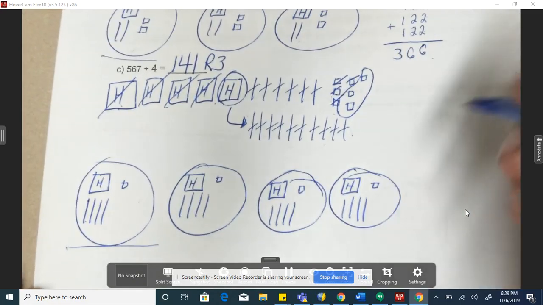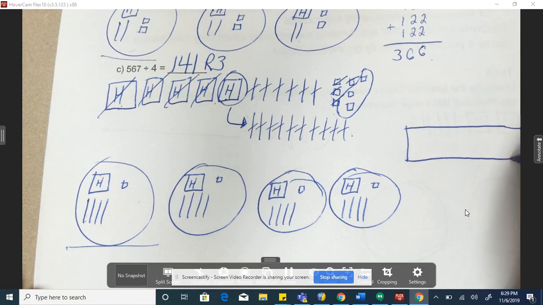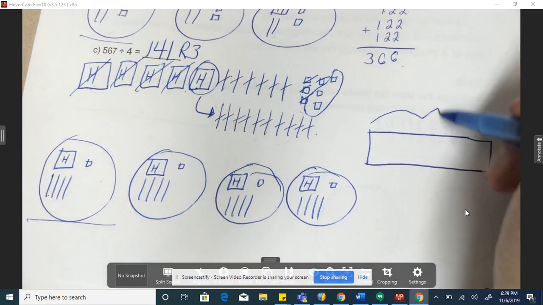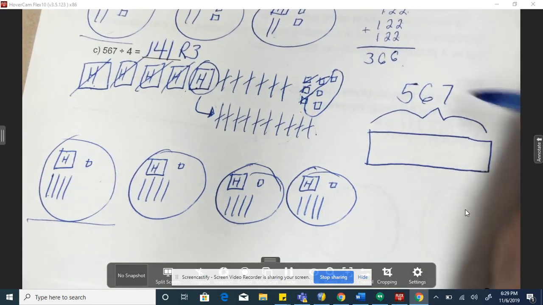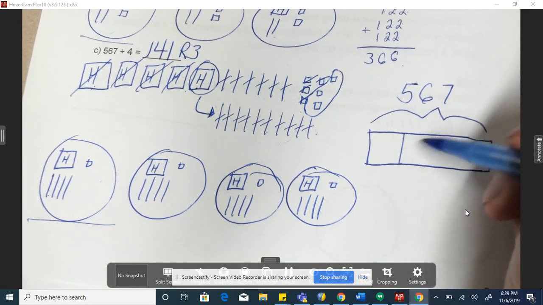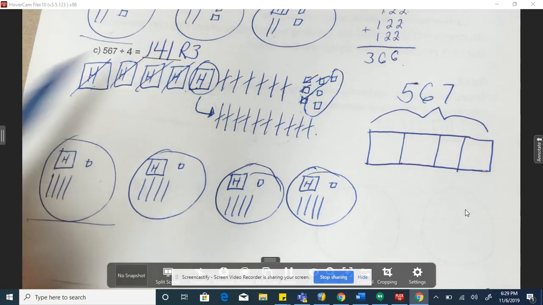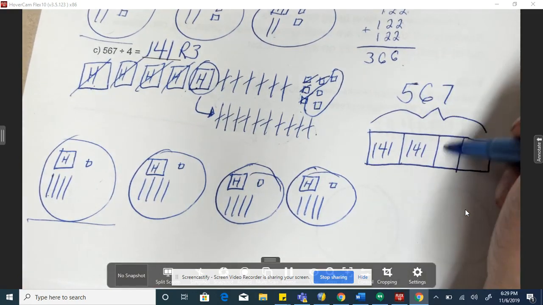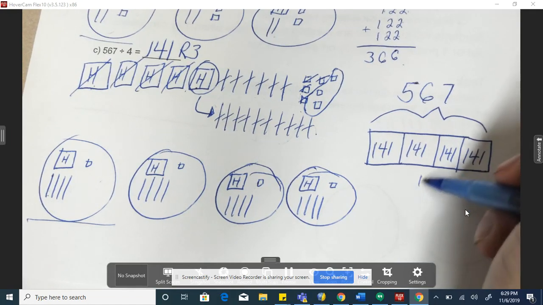I'm going to check this with a bar model. Starting with my bar model here, my dividend, or the number I'm starting with, was 567. I'm splitting this evenly between 4 parts. I'm going to put my quotient, which is 141, into each part. And now I'm going to add that up.